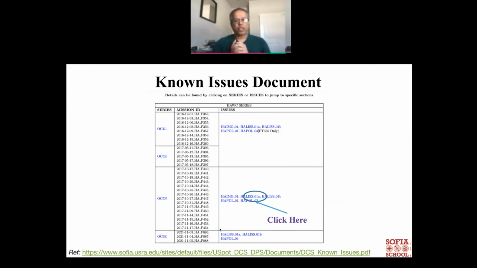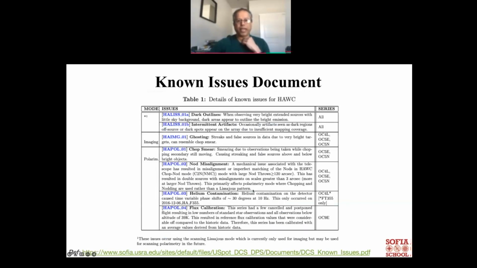So that leads me to the known issues document. I have only a few slides left now, so I'll go through that. Once you know what your issues are, you can look at the known issues document, which is a live document that is kept on SOFIA's website. And here you can see that we have listed various series, various flights, and the issues with those flights. When you click on the issues, you go to the details page, and that's where you can read what those issues were or what those artifacts were.